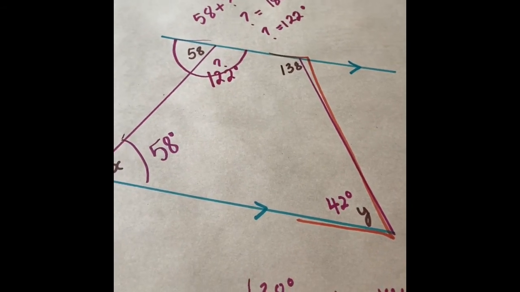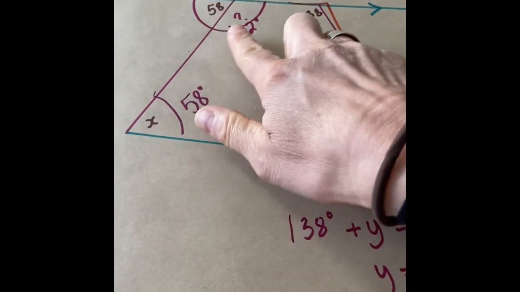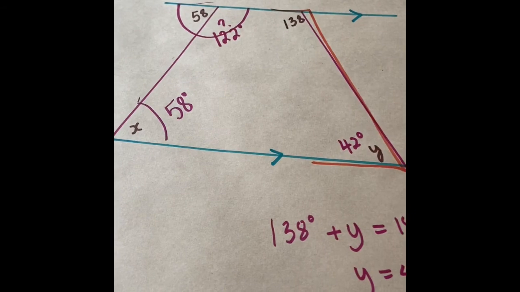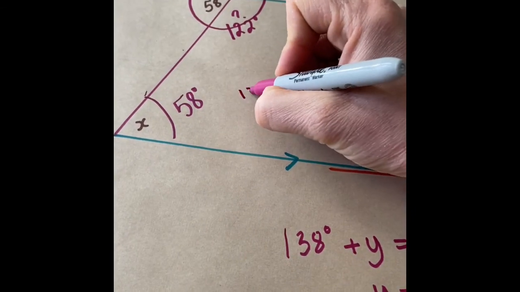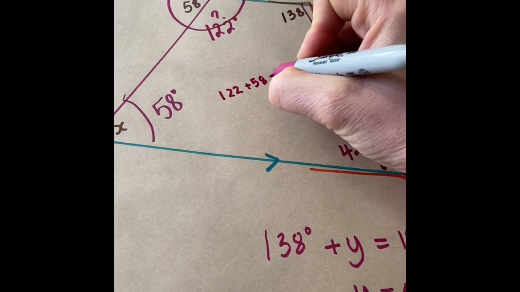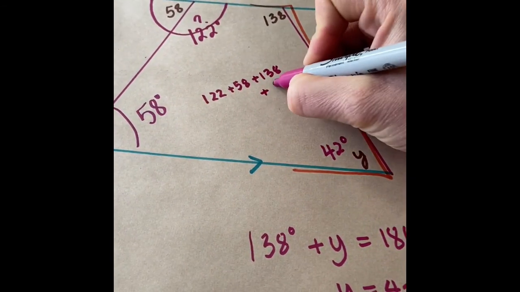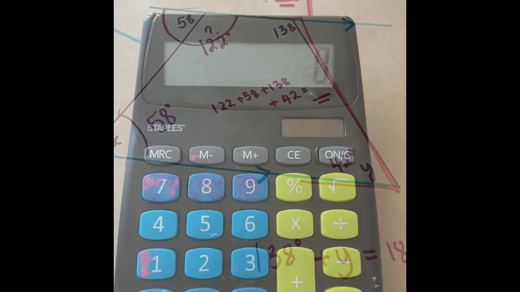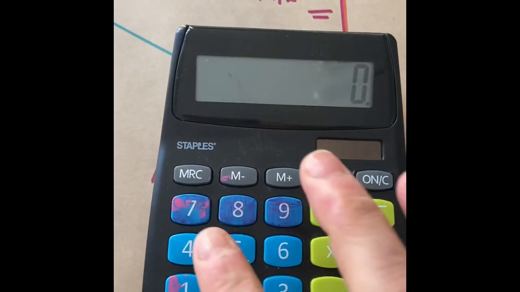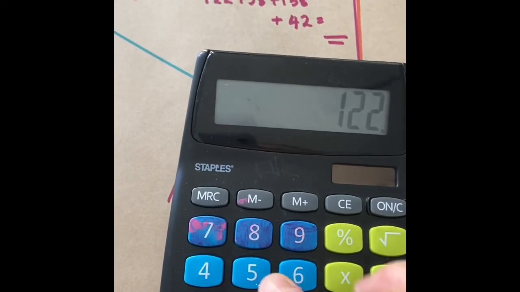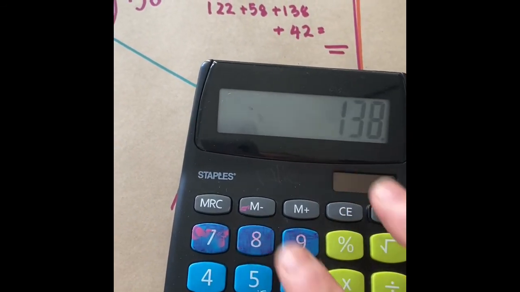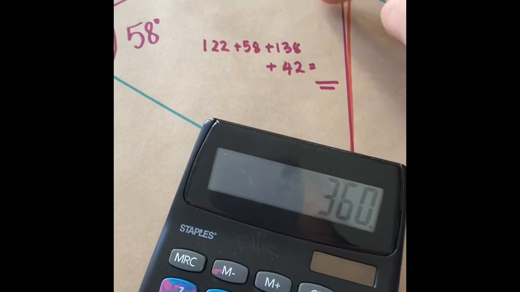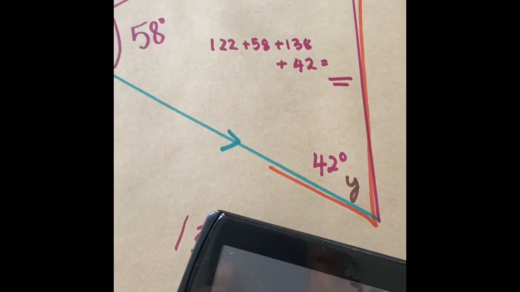Now, let's check to make sure we didn't make any mistakes. Right here I have this quadrilateral, and I know that if I have a quadrilateral, the angles on the inside of a quadrilateral should add up to 360. That means 122 plus 58 plus 138 plus 42. Hopefully that should be equal to 360. Let's get our calculators and check. So I've got my calculator now. I'm doing 122 plus 58 plus 138 plus 42 equals 360, just like it should, because those are the four angles inside a quadrilateral.